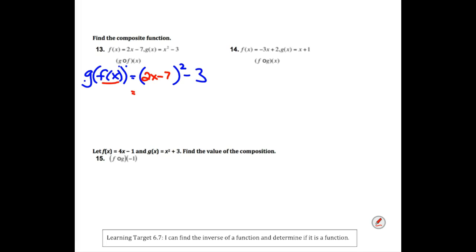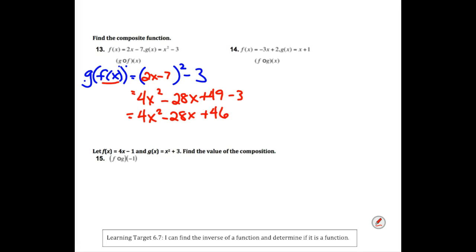What do we get when we square 2x minus 7? 4x squared minus 28x plus 49. And then we're subtracting 3, so we end up with 4x squared minus 28x plus 46.